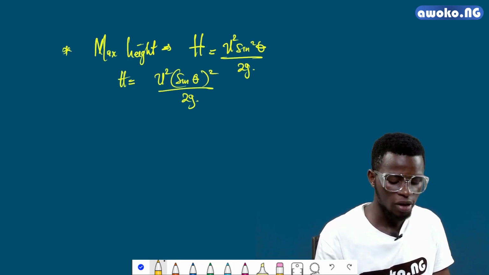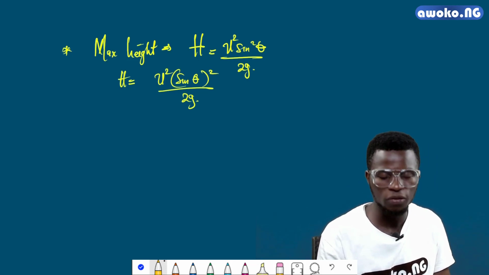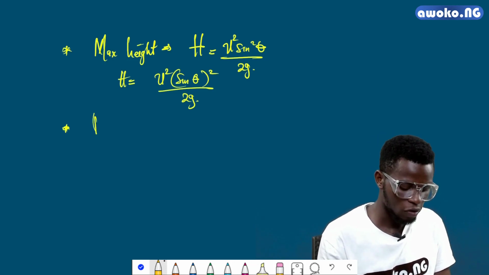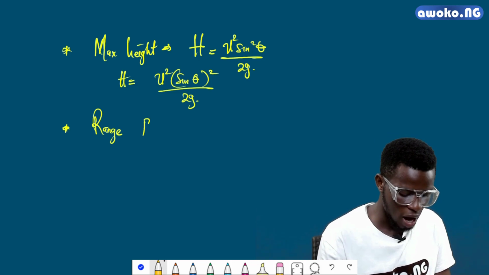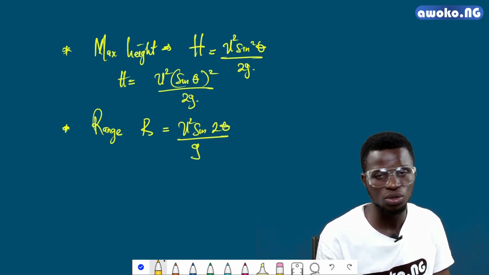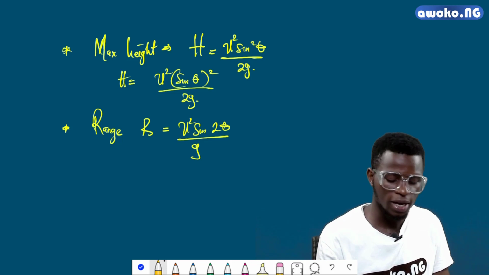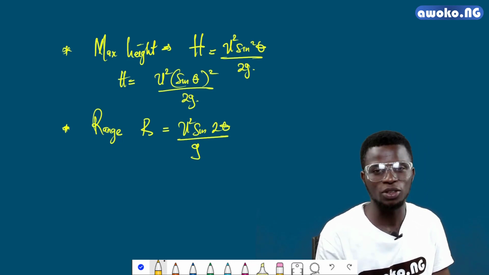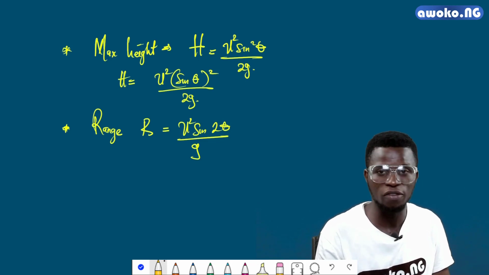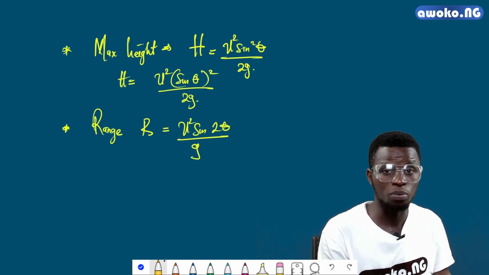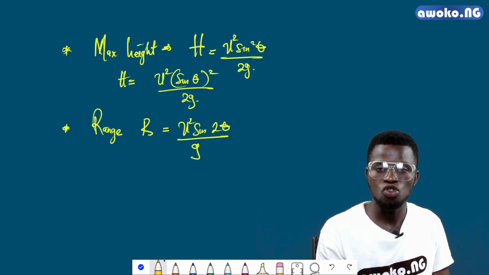Okay, so this is the formula for calculating the maximum height of a projectile, and the final formula we need here is the formula for calculating the range, R. This is equal to U squared sine 2 theta over G. So these are the formulas you can use to solve problems under projectile motion. In fact, these are the major formulas, because we have some other formulas we can use, but these are the major formulas to solve problems under projectile motion based on what you're asked to look for.